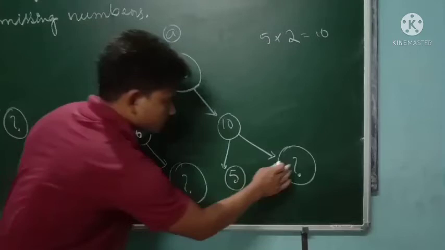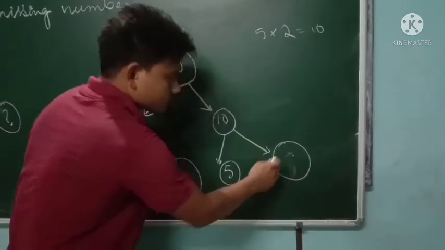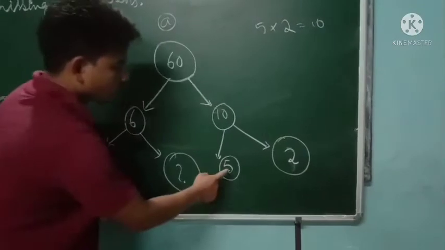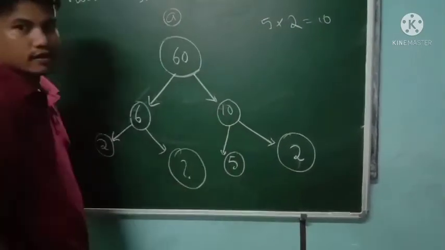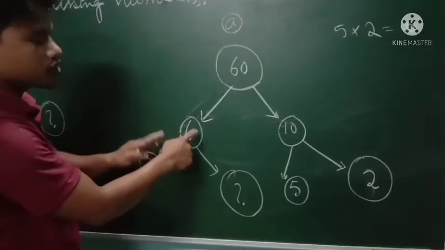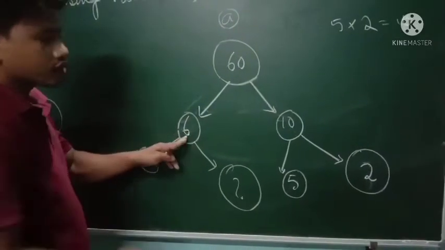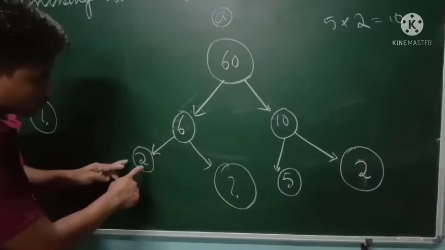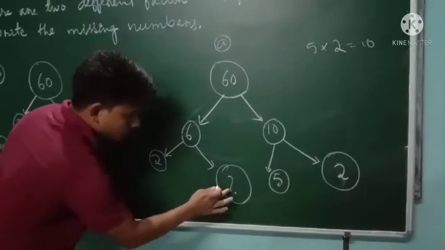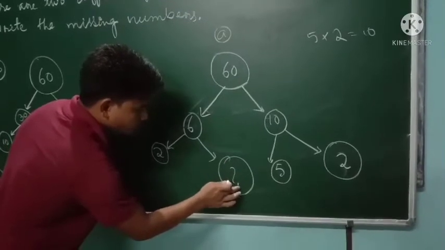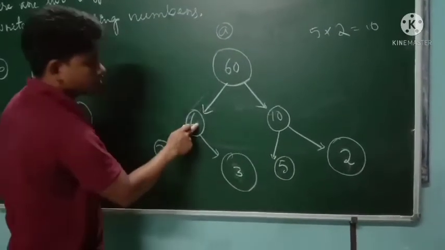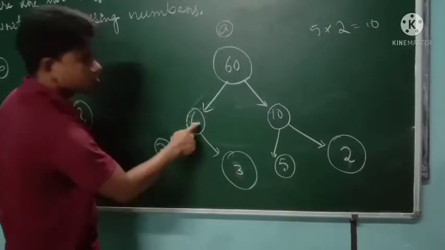So students, in this question mark you have to write 2. So 5 into 2 is 10. Next, this side. Here in this circle, 6 is mentioned. If 2 is mentioned, then what is the factor in this question mark? 2 into 3 is 6.